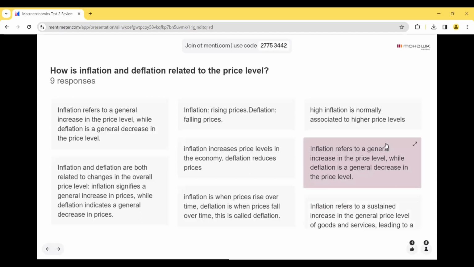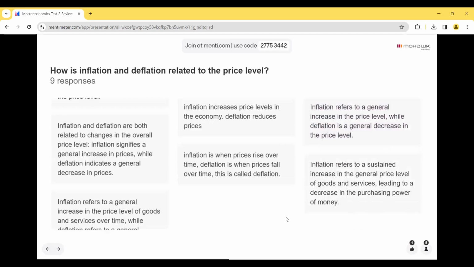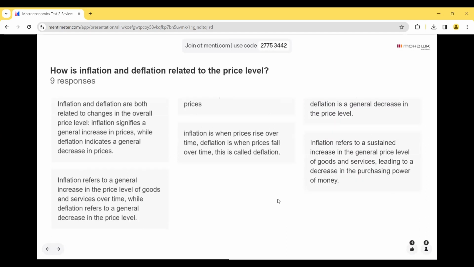Inflation increases price levels in the economy, deflation reduces prices. Inflation and deflation are both related to changes in the overall price level. Inflation signifies a general increase in prices, while deflation indicates general decrease in prices. Inflation is when prices rise over time. Deflation is when prices fall over time.